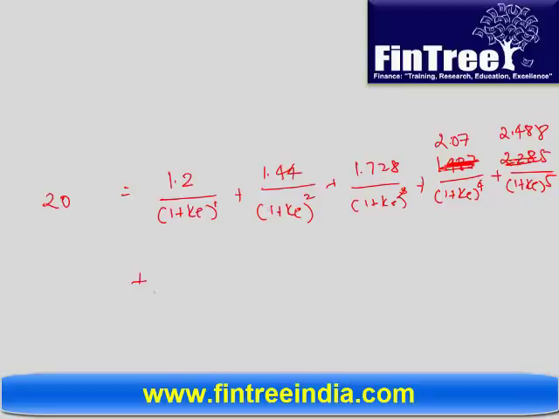And then what is the sixth dividend? 2.488 into 1.1. Grow it by 10%, the constant growth rate. How much is that now? 2.737, divided by KE minus 10%.